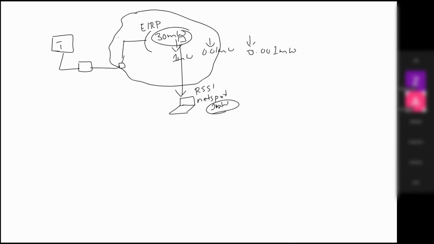So if he moves 1 foot further away, then it is 0.01 milliwatt. So you can see the exponential decrease in power as the signal travels in the air. That is the characteristic of the radiation that is going to propagate. So this is the characteristic of the RF waves. And why is it happening? Because the radiation is happening in 360-degree direction.